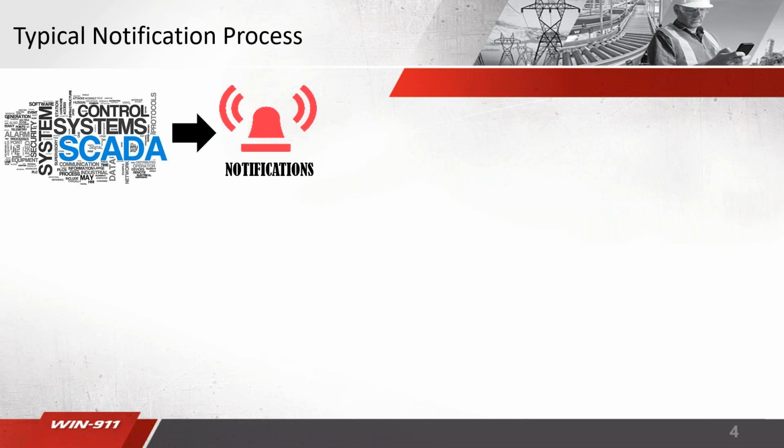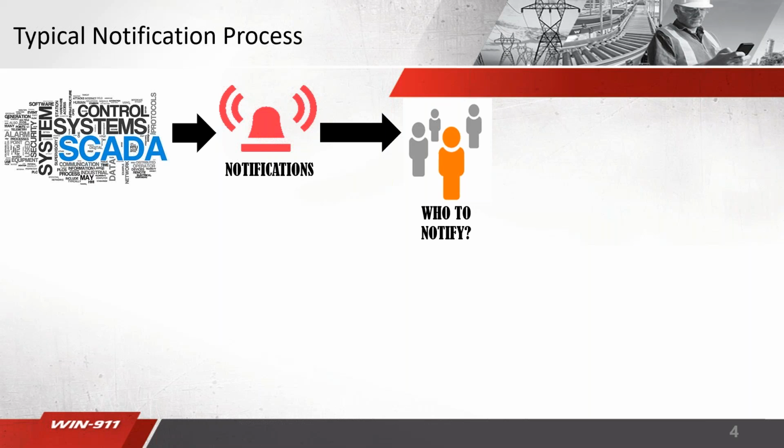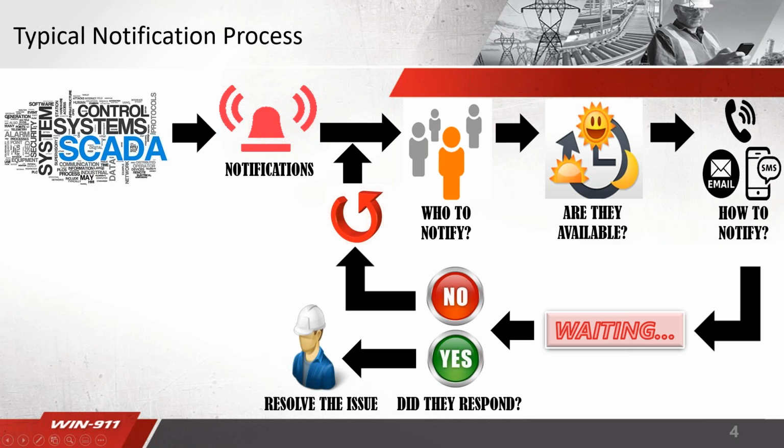So regardless of the SCADA, alarm goes off, start notifications, and in WIN-911 we're setting up who we want to notify. Are they available? That's the schedules. How do you want to notify them, right? With voice or an SMS message, an email, or the new mobile app. And then we have some escalation protocol and some checking if it's acknowledged or not. And it can just keep looping around, keep contacting people as long as you want, or you can acknowledge it and stop that strategy.